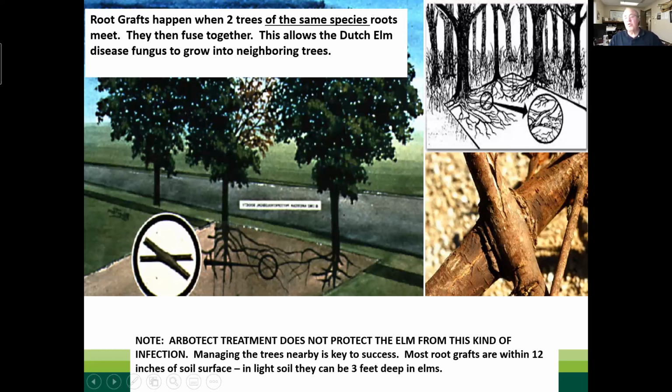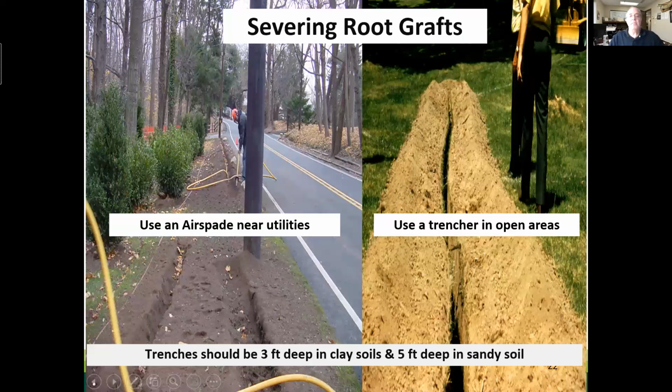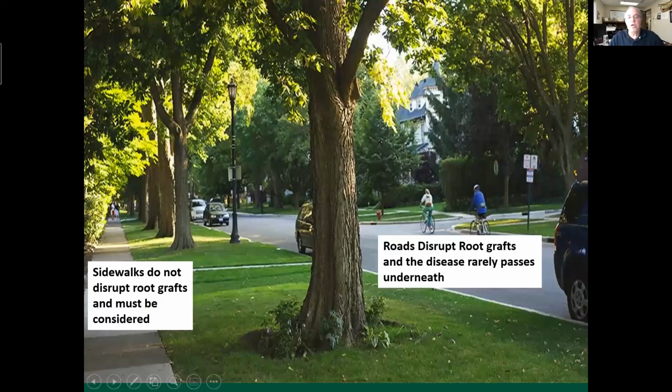There are lots of ways to sever root grafts. I'm not going to cover that. Some of these techniques are covered in other programs, but we use trenchers, and we use air spades, especially if there are utilities; we'll use an air spade to cut the roots. Other distinctions: roads disrupt root grafts. I've never seen a neighborhood road that had root grafts underneath it, where the disease passed from the elm across underneath the road. So you already have that there. However, if you're dealing with sidewalks, they do not disrupt root grafts, so you have to take them into consideration.